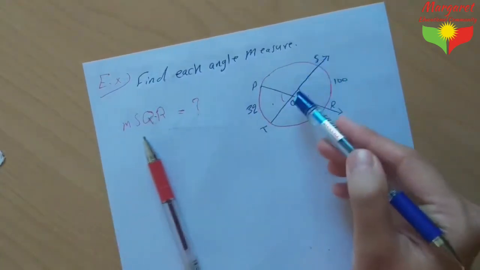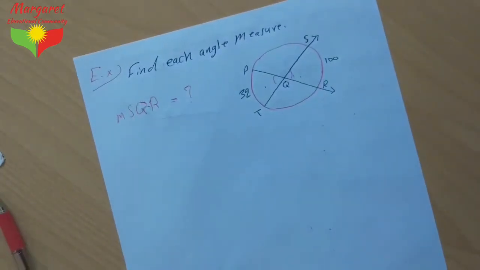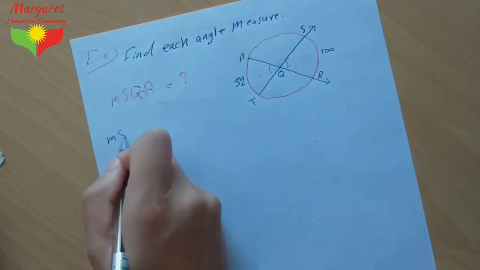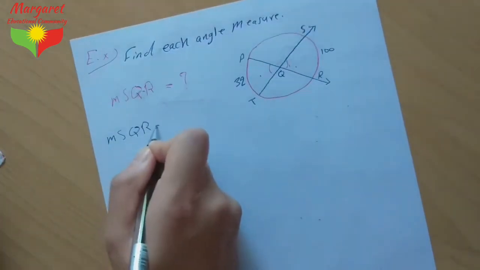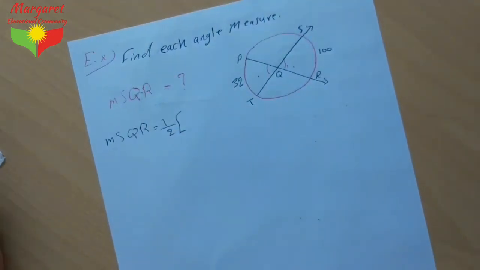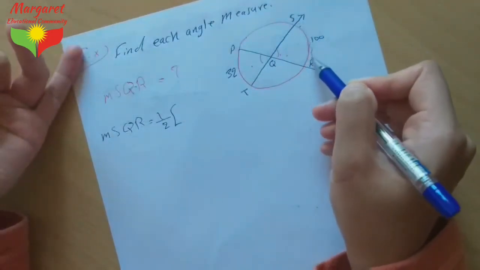Find the measure of SQR by the above theorem, by depending on the theorem of interior angles in the circle. The measure of SQR equals half of the sum of the intercepted arcs.